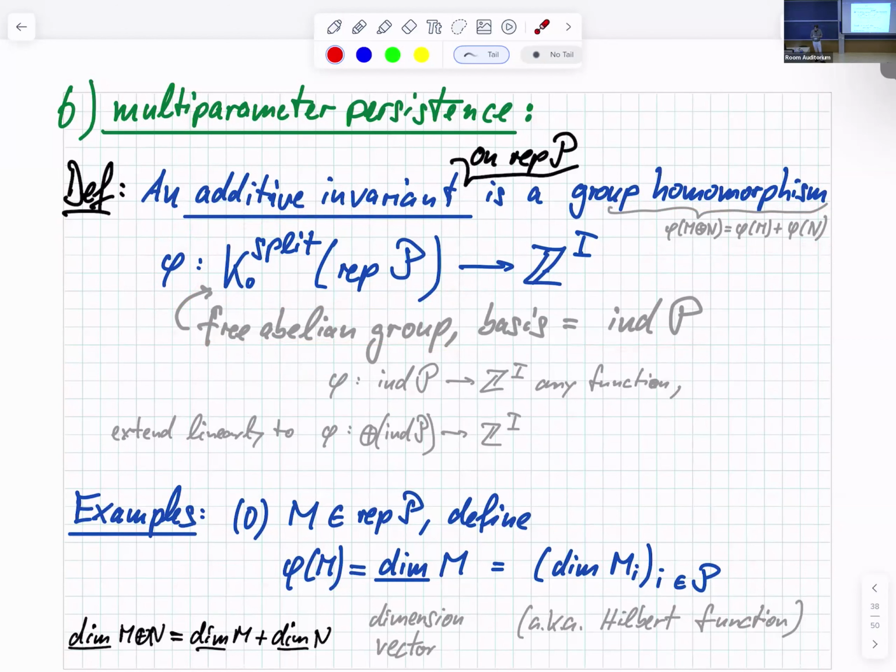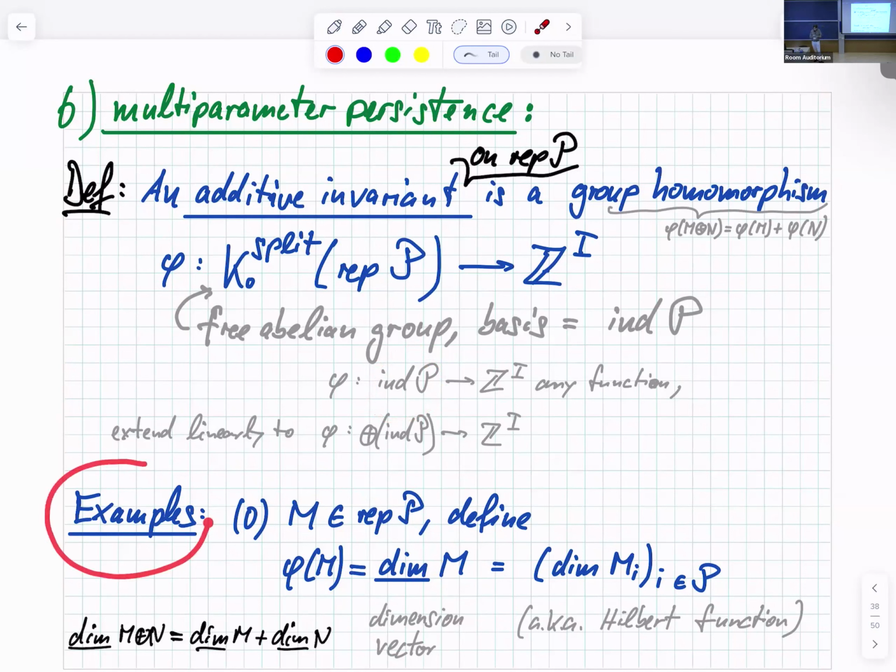Giving such a map on this free abelian group generated by the indecomposables means I give myself a value on every indecomposable, and then I just extend it linearly. So really, to every indecomposable, I want to attach a vector, and then I sum them up. So that's a general invariant.